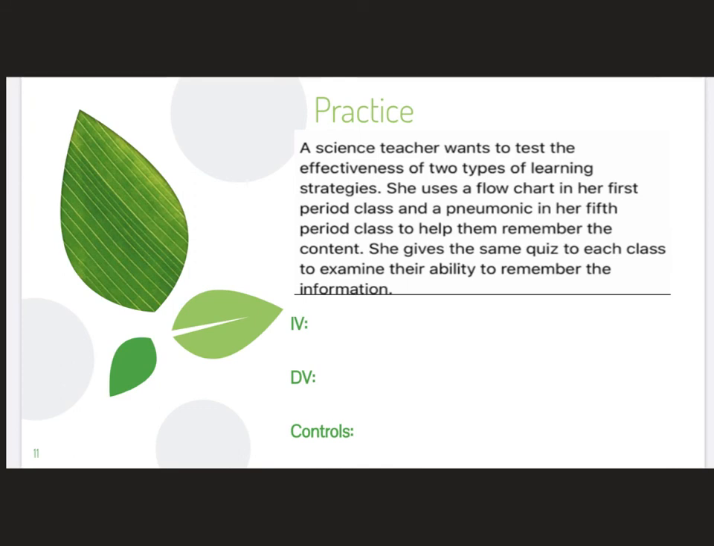And here's another example experiment for practice. A science teacher wants to test the effectiveness of two types of learning strategies. She uses a flow chart in her first period class and a mnemonic in her fifth period class to help them remember the content. She gives the same quiz to each class to examine their ability to remember the information. So go ahead and pause again and try to identify the variables in this one.